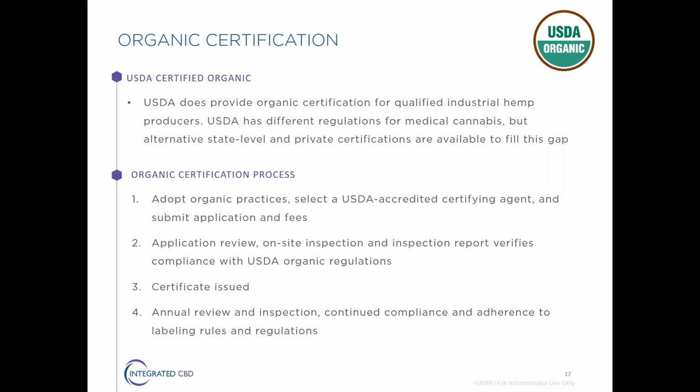And then also you need to have the right farmland. The farm has to not have been farmed on within the last three years using any pesticides or any solvents that were not approved, or have been fallow. A lot of our ground was fallow, which made it a lot easier for us. You have to adopt organic practices. You have to use a certified agent and submit applications. And then of course, there are going to be fees involved.